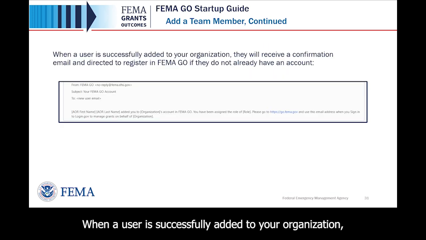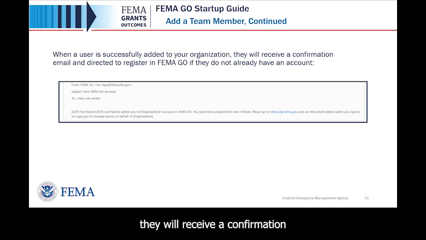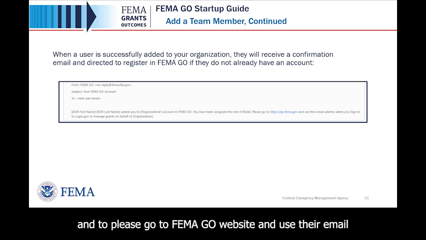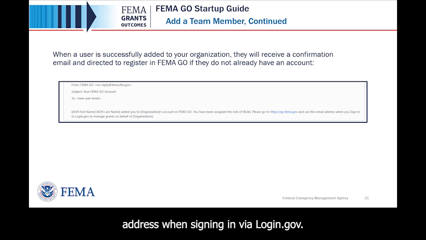When a user is successfully added to your organization, they will receive a confirmation email stating that their AOR added them to their organization's FEMA Go account, and to please go to the FEMA Go website and use their email address when signing in via login.gov.